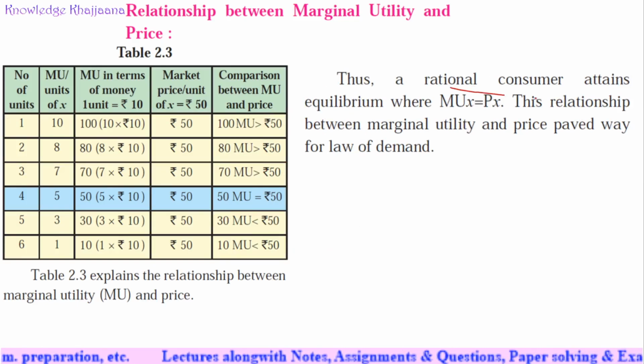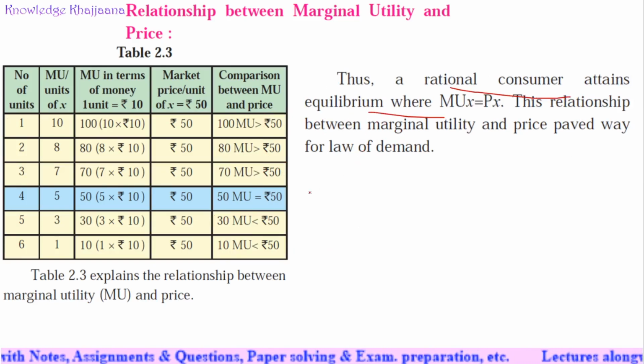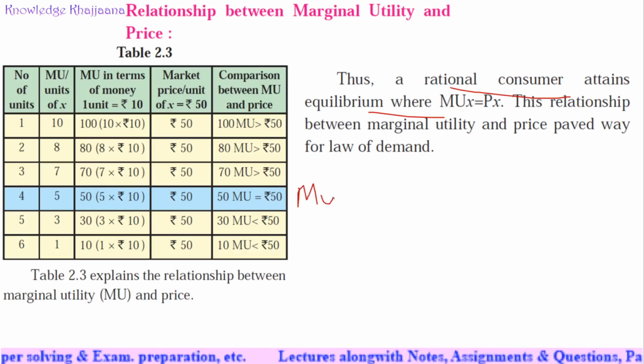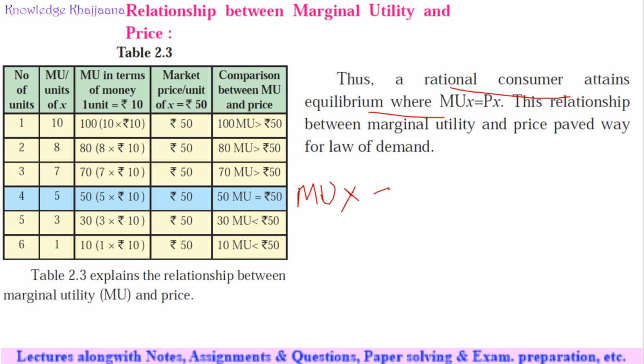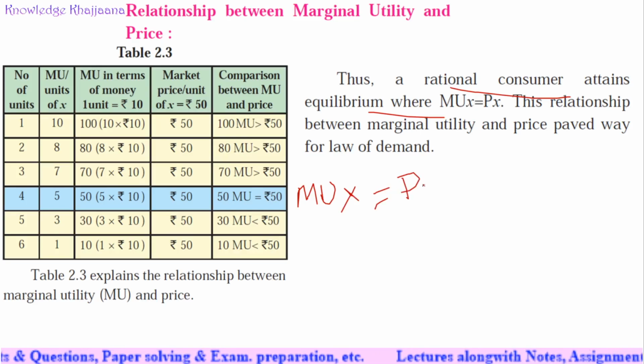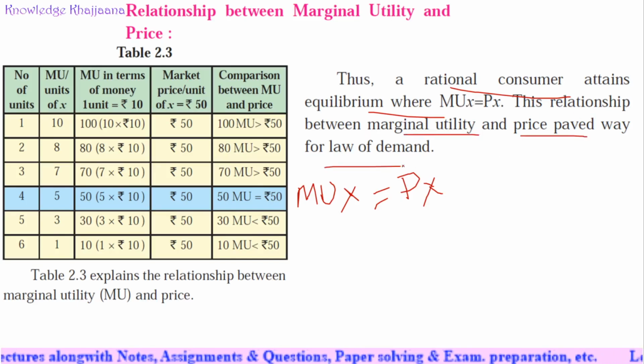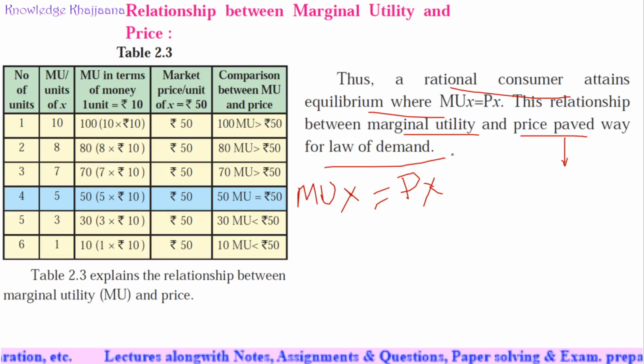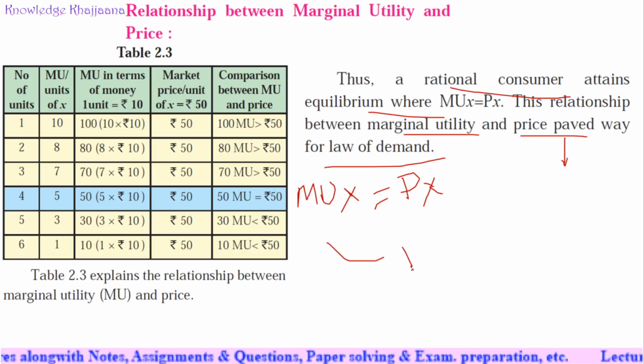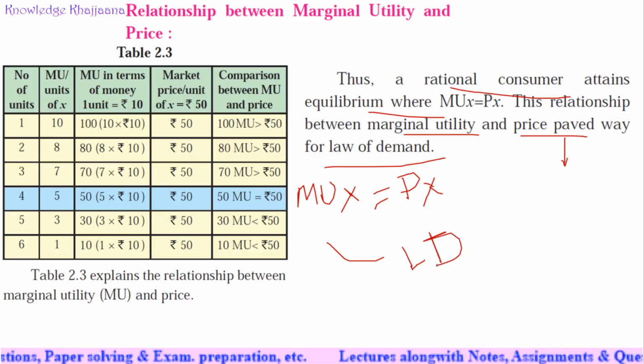Thus, a rational consumer attains equilibrium where the marginal utility of product X is equal to the price of X. This relationship between marginal utility and price paved the way for the law of demand. Paved means it made the base, like a road. So this concept can be considered the base to learn the law of demand, which we are going to learn in the next lesson.